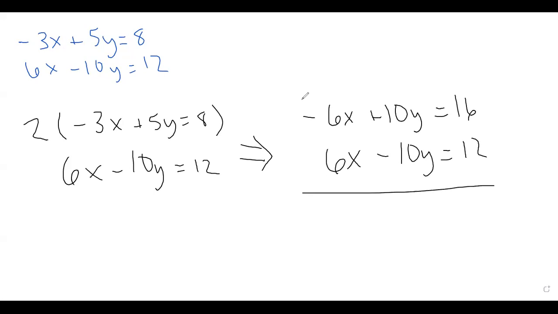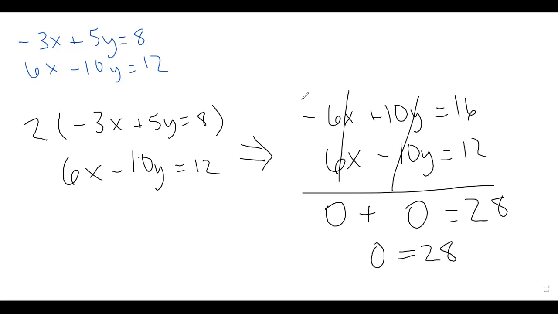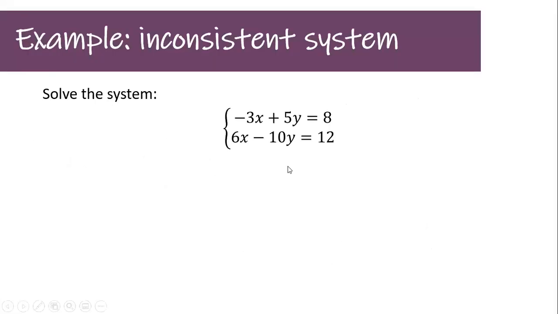Now, when I add those up, I get negative 6x plus 6x is going to give me 0. I get 10y minus 10y, so I get 0. And I get 16 plus 12, which is 28. I end up with 0 equals 28. We know that this is never true, because 0 can only equal 0 and 28 can only equal 28. So we know that we have an inconsistent system. In other words, there is no solution to this system.